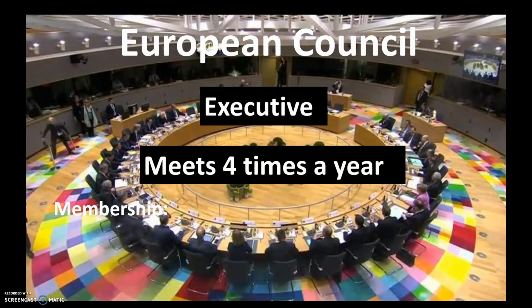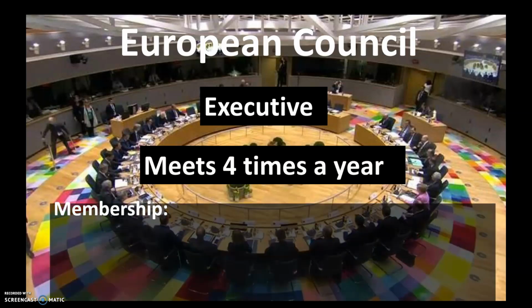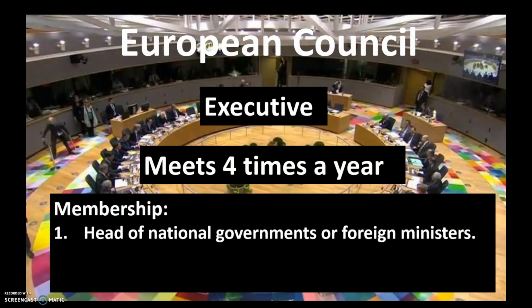Now, its membership is different to the European Commission because to be in the European Council, you've got to be a head of a national government or a foreign minister of a national government. So basically, up until we left in January, 4 times a year, the UK Prime Minister would go to the European Council. And there she'd meet the French President and the German Chancellor and the Polish President, or whoever it is they have, in the European Council.